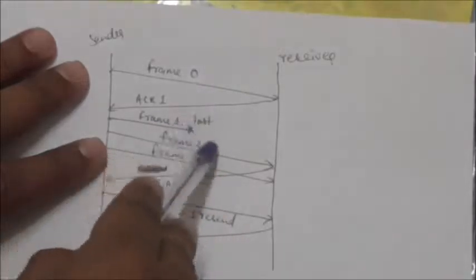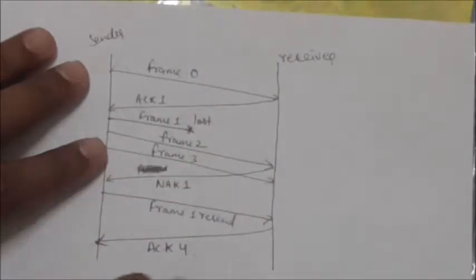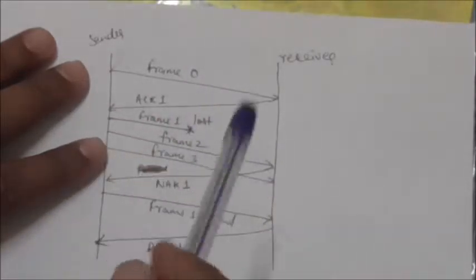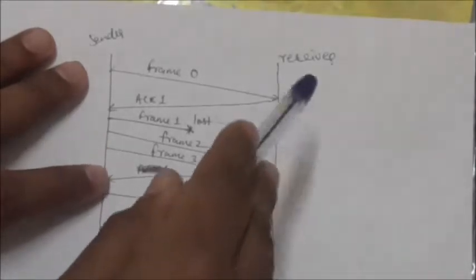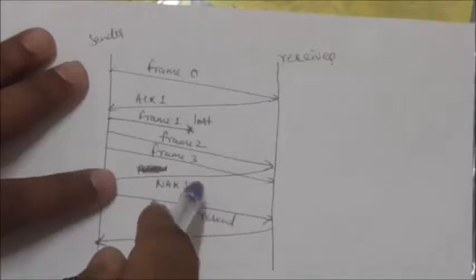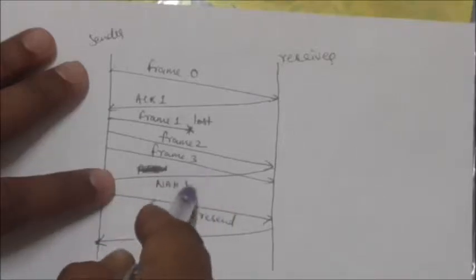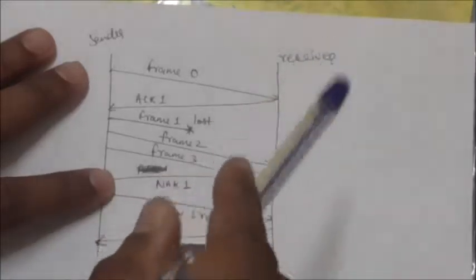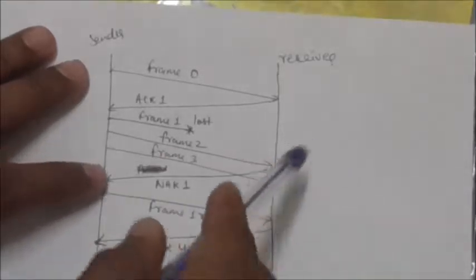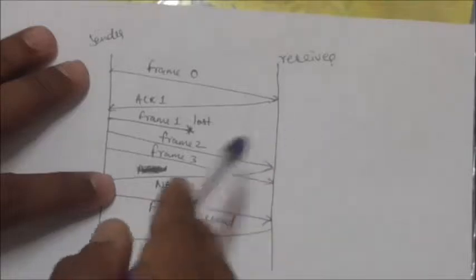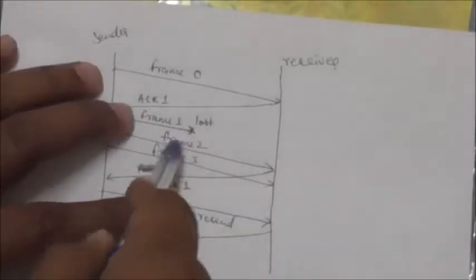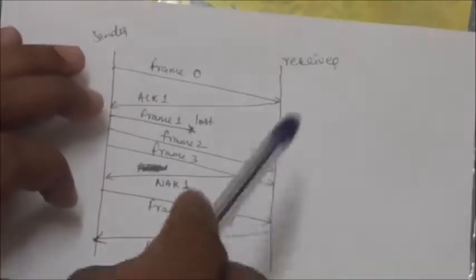The receiver will not discard this frame, it will accept it. The receiver will receive the frame with sequence number 2, but it will send a negative acknowledgement for the frame with sequence number 1, because this frame with sequence number 2 is out of order.